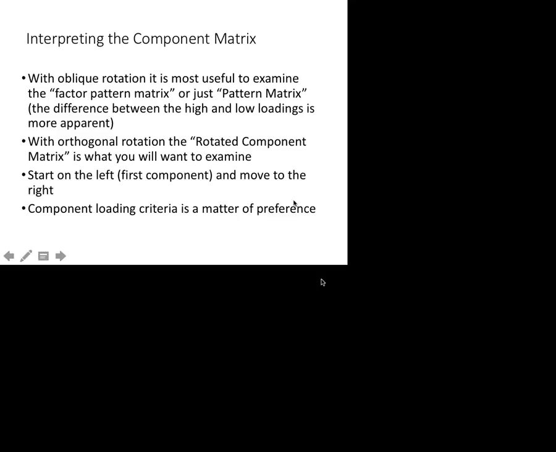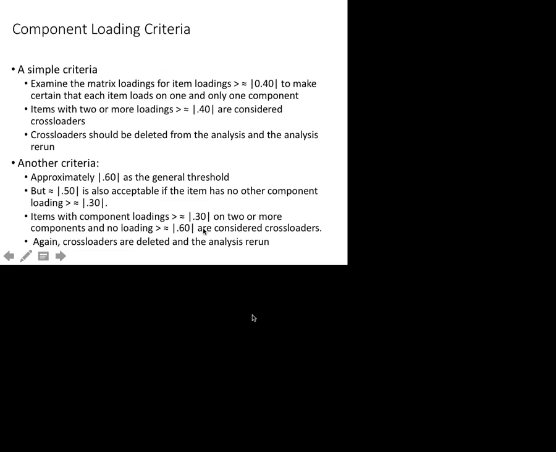And component loading criteria, because this is exploratory, it's a matter of preference. Here are a couple criteria that we might use. I would start with the simple criteria: we're going to examine the matrix loadings for items loading greater than approximately absolute 0.4, to make certain that each item loads on one and only one component. We'll talk about that in just a minute. Items with 2 or more loadings greater than approximately 0.4 are considered cross-loaders. Cross-loaders should be deleted from the analysis and the analysis rerun.